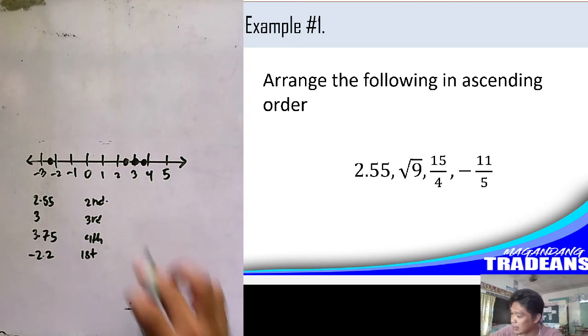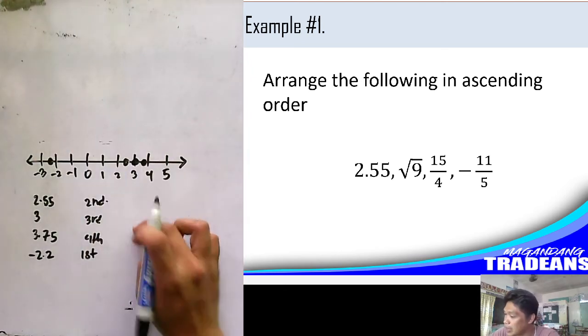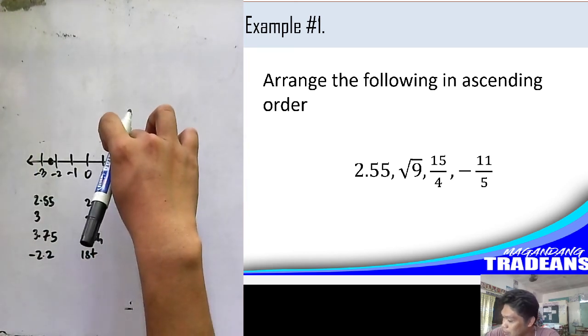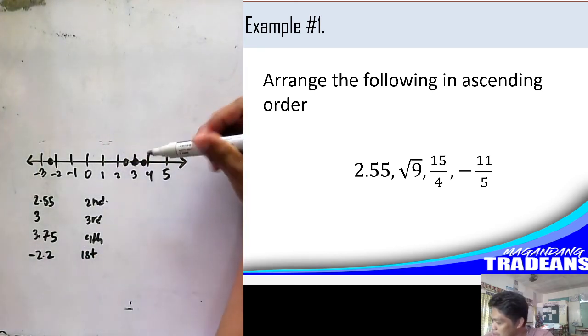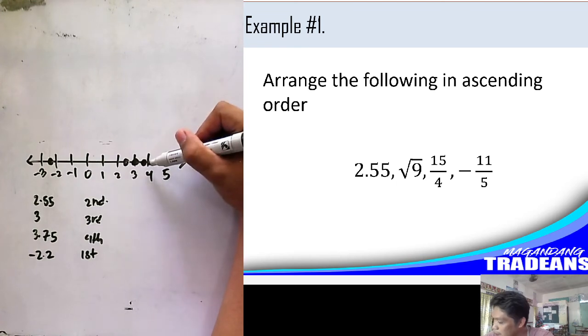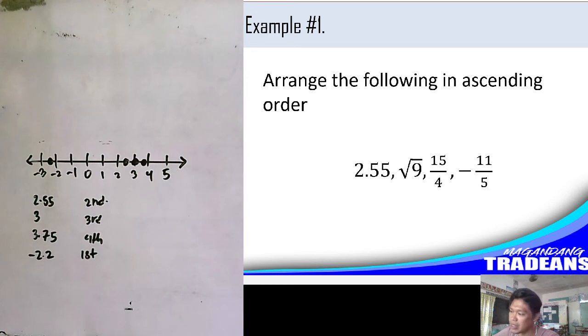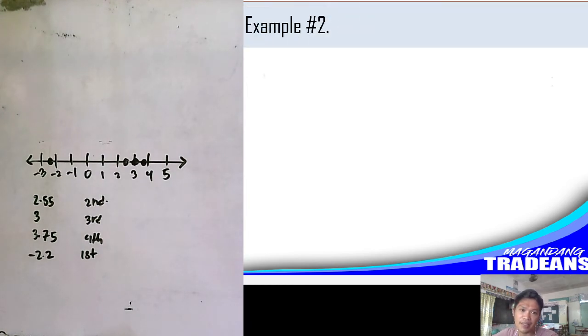Are we going to write the numbers here? You can label them. Here, negative 2.2. Here, positive 2.55. Then on the other side, 3. Then here, 3.75. It's up to you. You can put the numbers on top, or you can also leave them out. Okay? That is how easy our lesson is this day.